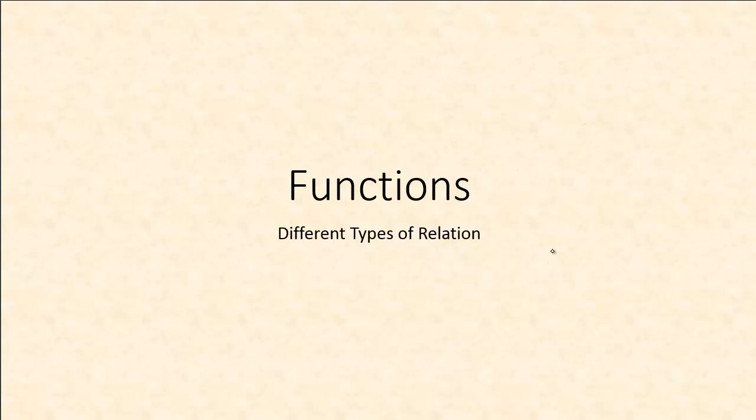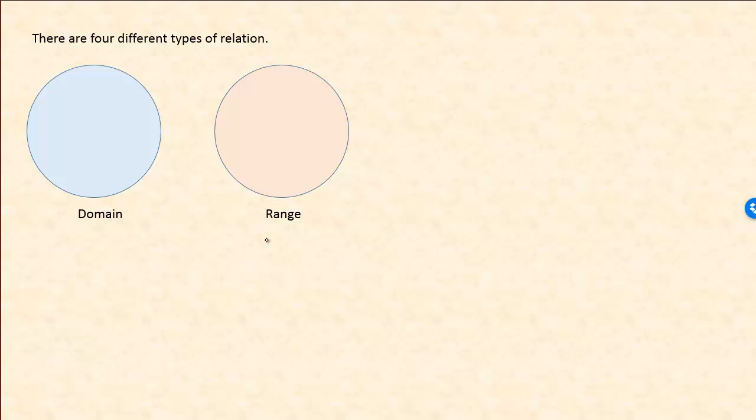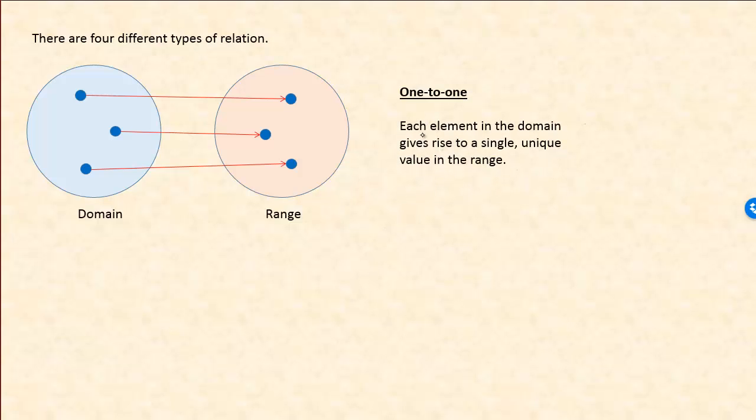Different types of relation. There are 4 different types of relation. So if we look at the first one, domain and range, and we have some values in the domain, we have some values in the range. And each value in the domain maps to one and only one value in the range. This is known as a one-to-one relation. Each element in the domain gives rise to a single unique value in the range.